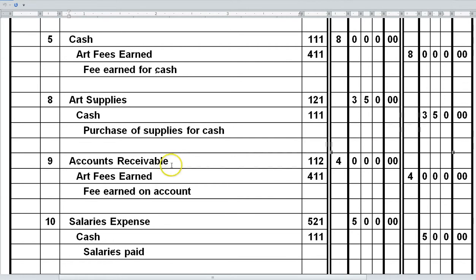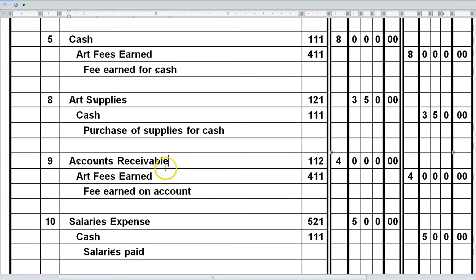This is what we call a sale on credit or a sale on account. So what we need to do is establish this receivable, which is an asset, which would go to the balance sheet. So being an asset, we would debit it and credit art fees earned. You want to be careful that when you collect that account, you debit cash and credit accounts receivable.